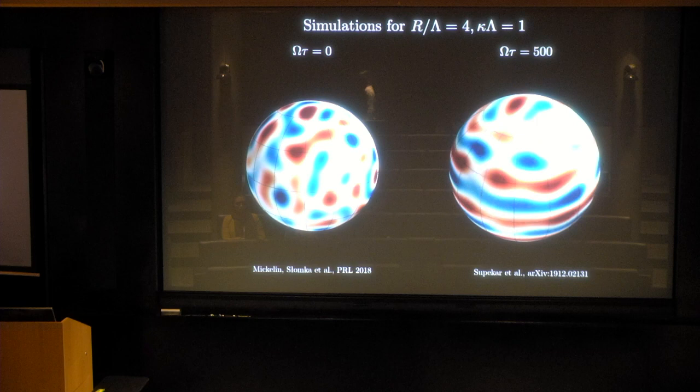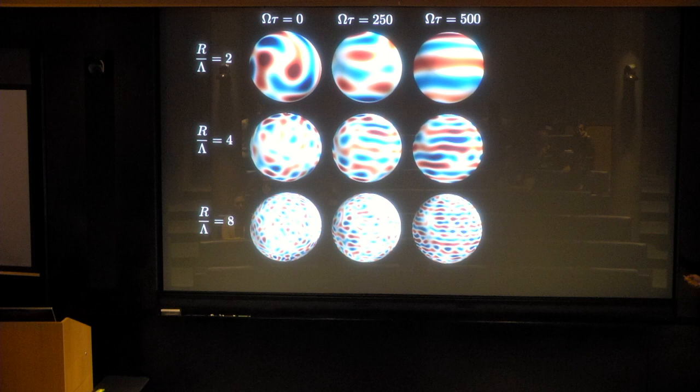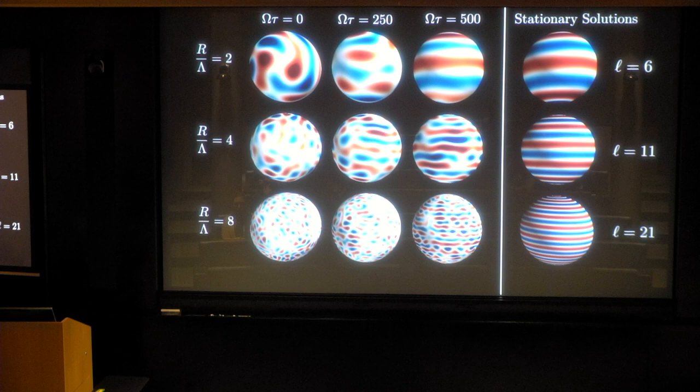So what we think is essentially interesting are these zonal jets that arise because of the rotation. One can think about different r over lambdas in this case, and also different rotation rates. As we vary this r over lambda, we can generate patterns of different sizes. And for all these cases, when omega is very large, you have these zonal jets that arise. What's interesting is they are close to the stationary solutions. Here, these stationary solutions are plotted for the Ls that we got from these parameters for the dispersion relation. You can see that the stationary solutions capture the bulk characteristics of the solutions at the highest rotation rate.